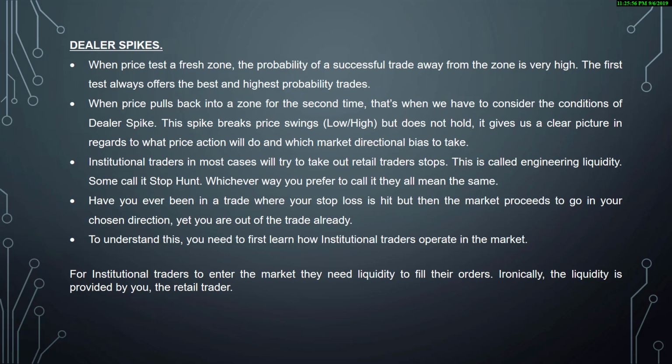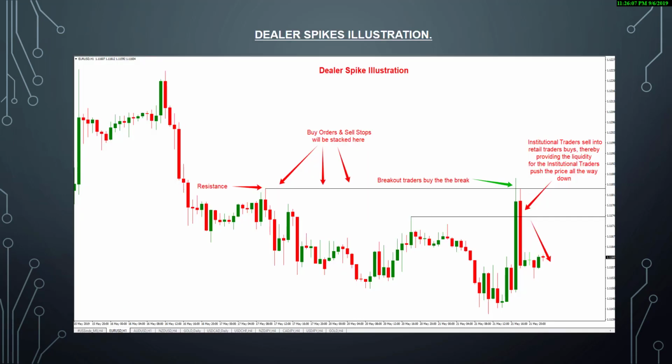So, how then do institutional traders get the liquidity? Okay, before we proceed to that, this is an illustration of a stop hunt. This is a dealer spike illustration. This is a Euro USD H1 time frame, right?